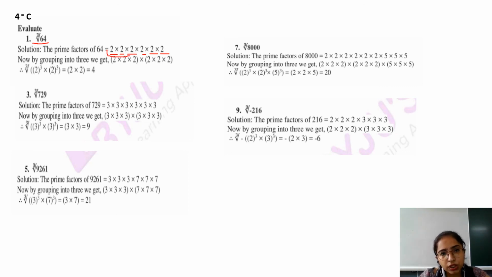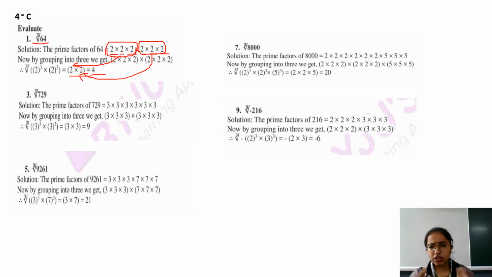2 into 2 into 2, and this 2 into 2 into 2, this will be the second group. From these two groups, you have to take 2 common. From the first group, 2 will come out, okay? And from the second group, another 2 will come out. So 2 2s are 4. So 4 cube, you just do the cube of 4. 4 4s are 16, 16 4s are 64. So 4 will be the cube root of 64. Answer. Clear?